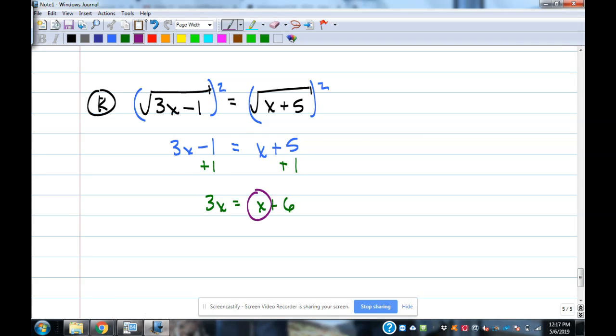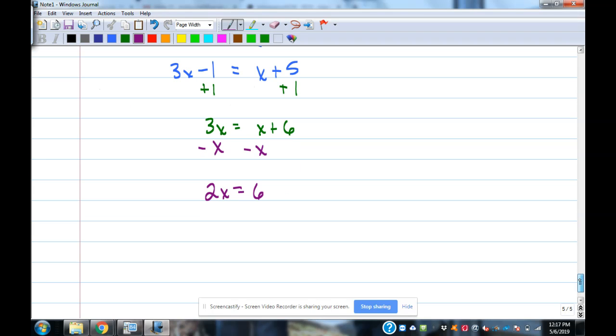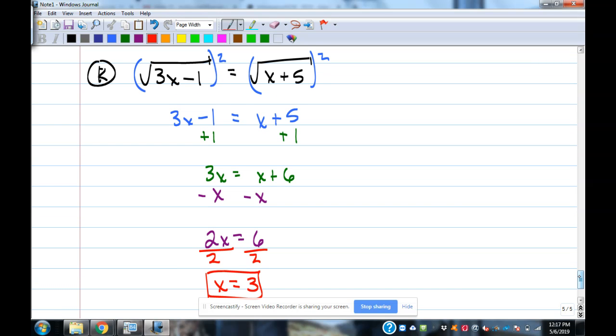Move this x. How do I get rid of that guy? Subtract x. 2x is equal to 6. Last step, divide by 2. X is equal to 3. If I go back to the original problem and plug in a 3, it's going to be 9 minus 1 is 8. On the other side, 3 plus 5 is 8. Square root of 8 is equal to square root of 8, always. So that checks.